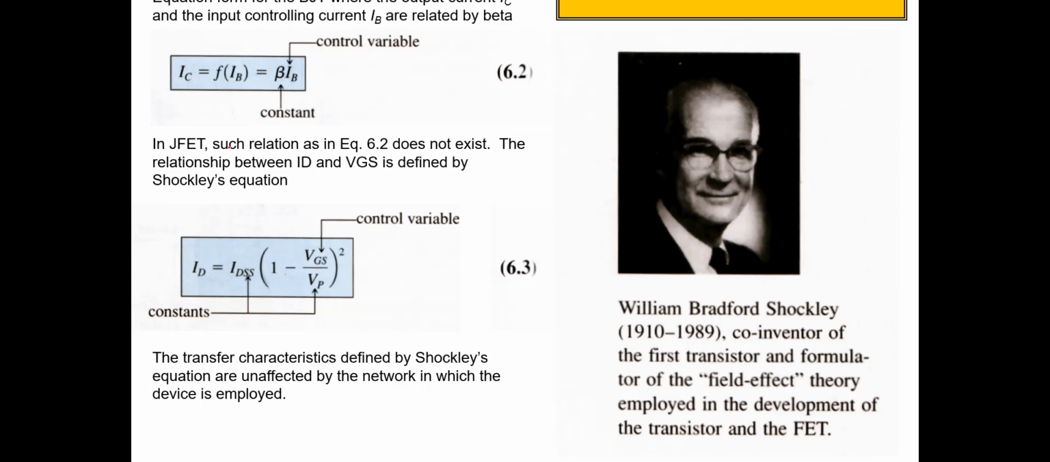If we compare the equation of the BJT, the collector current IC is a function of IB. This is the constant beta, and this is the control variable. So we can see that the BJT is a current control device. And for the JFET, the relationship between ID and VGS is defined by the Shockley equation. This ID is similar to the IC here, this is the constant, and this is the control variable. So we can see from here that this is a voltage controlled current device.